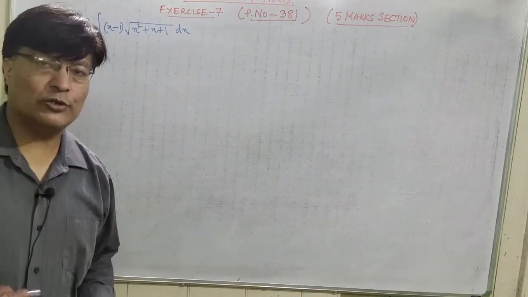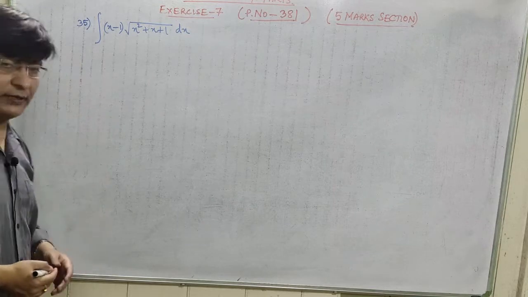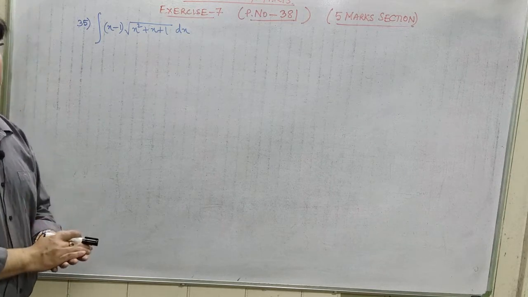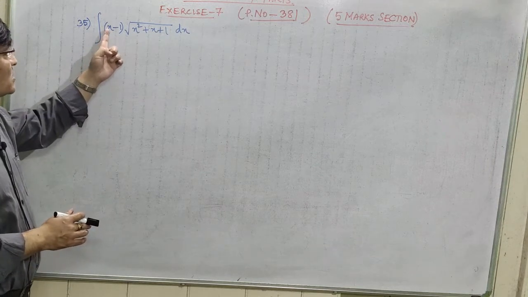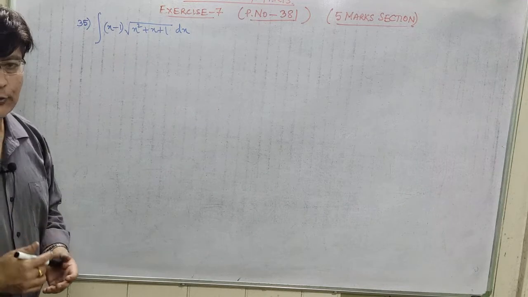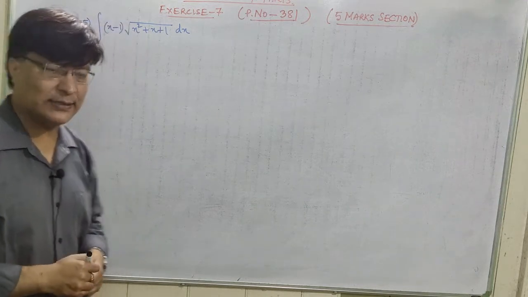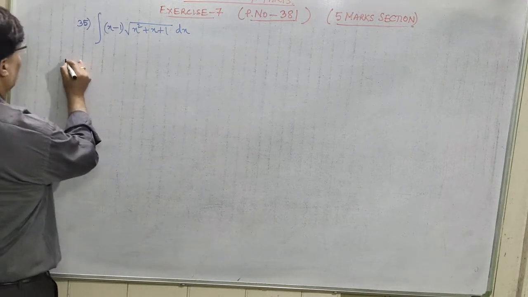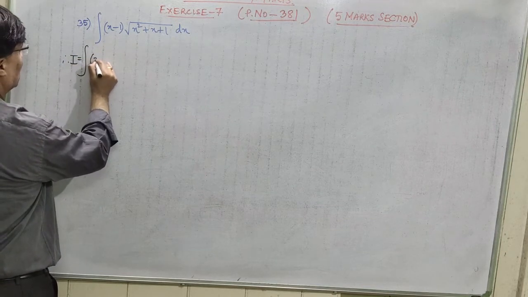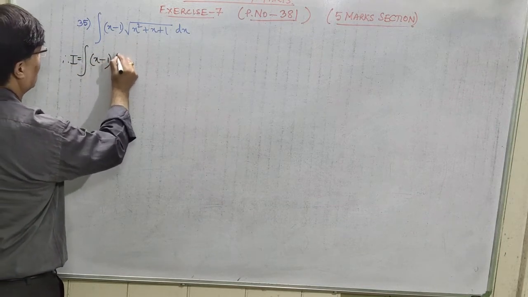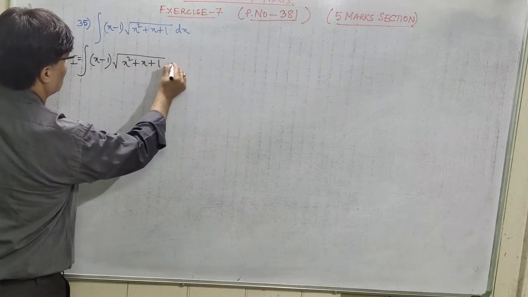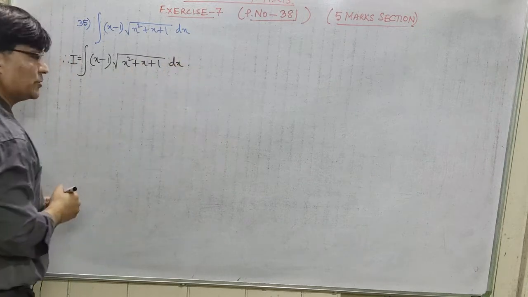So now we'll do the next question, that is question number 35. You have to evaluate this integration. The given question is integral of (x minus 1) bracket close and within its square root x square plus x plus 1 and then dx. So let us write first I is equal to integration of x minus 1 within its square root x square plus x plus 1 then dx.